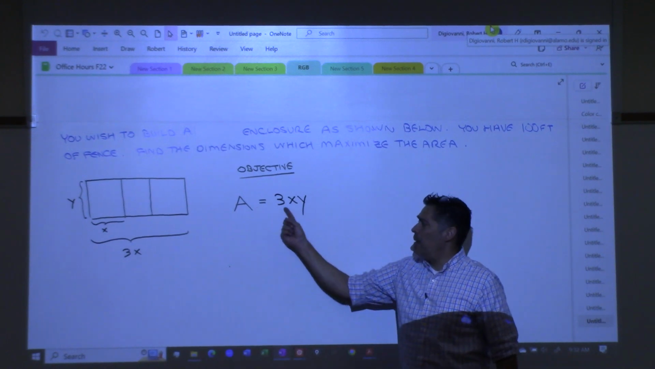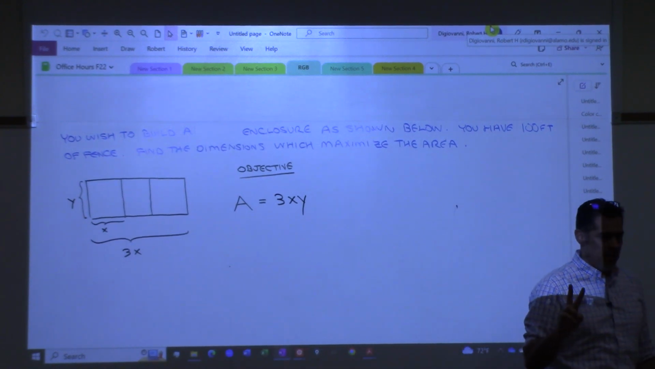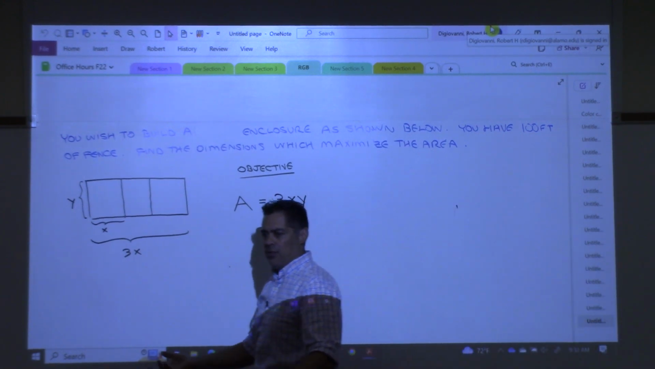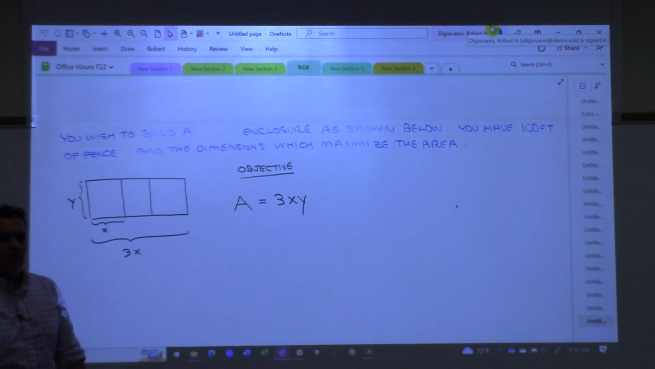Your area depends on two things, doesn't it? It depends on x and y. We need to get it to a single variable so we can do the calculus. So now we need a constraint.